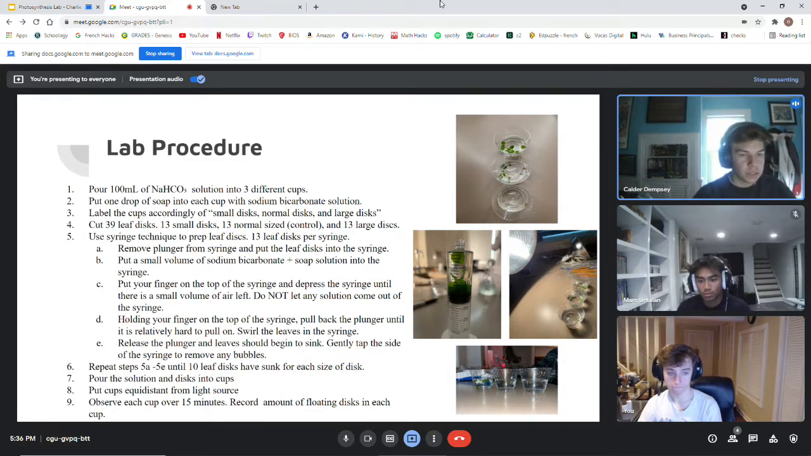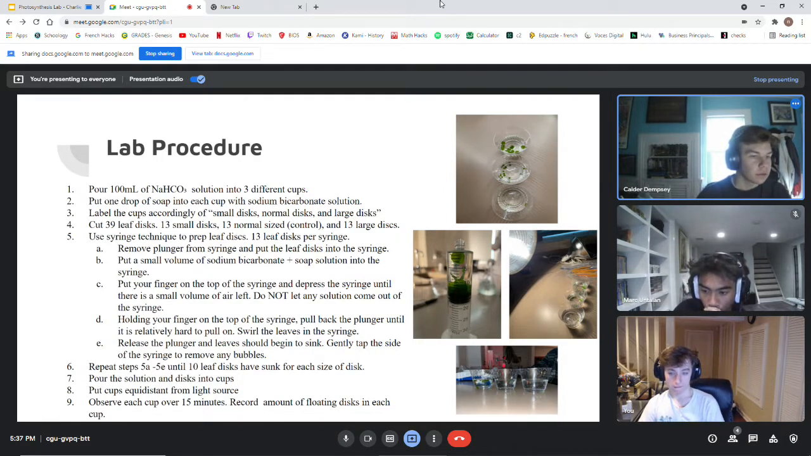Basically, what this means is we're going to be taking the plunger out, and putting the leaf discs and sodium bicarbonate solution into the syringe. And then we will be putting our finger on the top of the syringe and depressing it until there's a very small volume of air left. Then we hold our finger on the top of the syringe and pull back the plunger until it's relatively hard to pull on. And then you release the plunger, and leaves should begin to sink, or I guess rise.